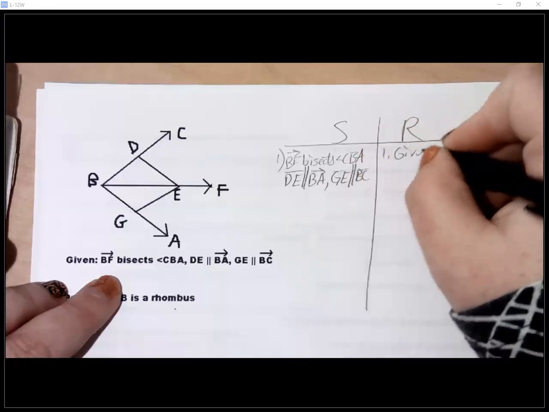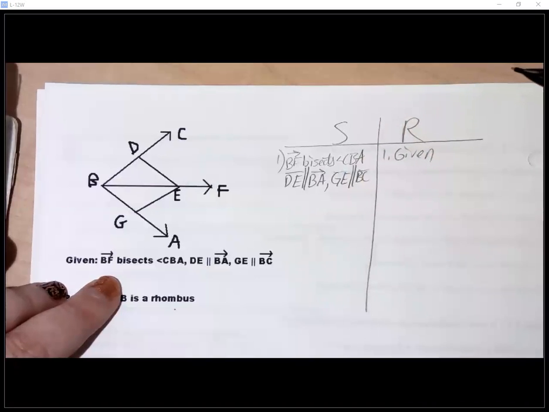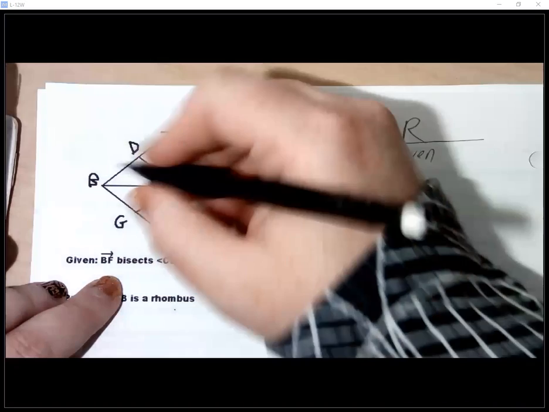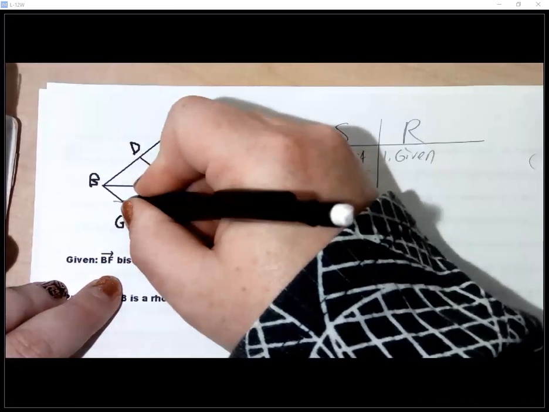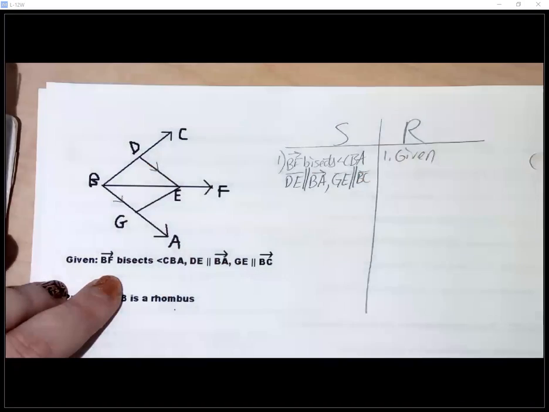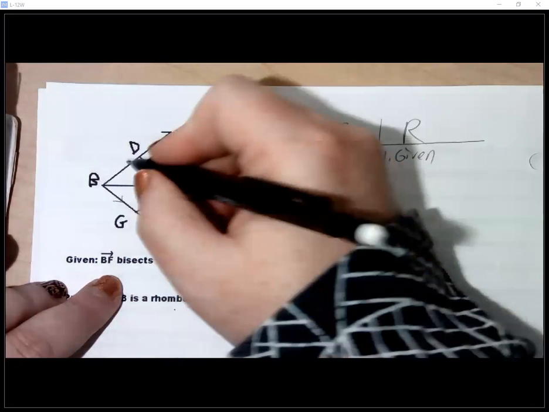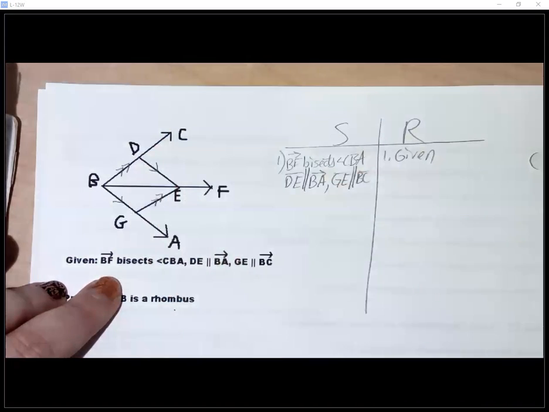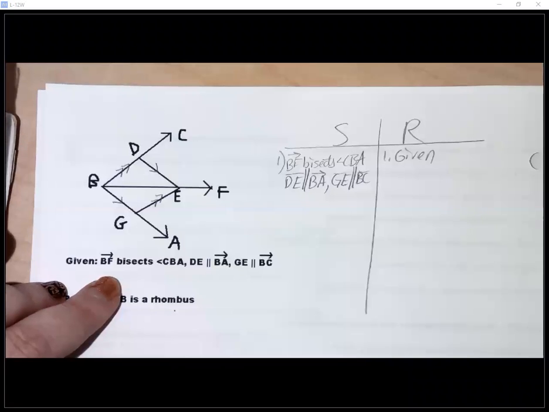Let me go ahead and mark what they're telling me. DE and BA. And GE and BC. Woo! So what do I have already? What kind of a shape does this thing have to be already? It's got to be a parallelogram. They gave me that both pairs of opposite sides were parallel.